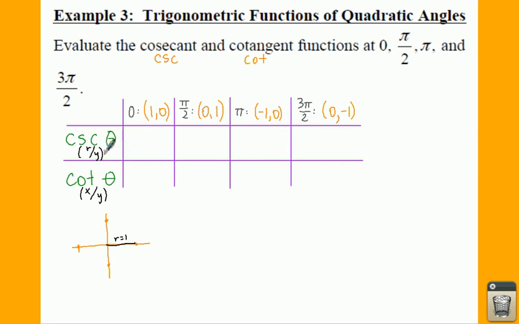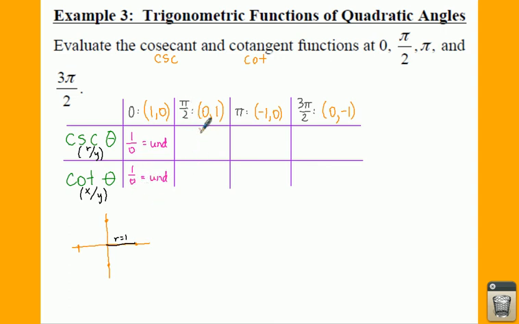As we go through, for cosecant at 0, you're going to take your r, which is 1, over your y, which is 0. So 1 over 0 is not possible. So that's undefined. Your cotangent, that's your x over your y. So here again, you're going to say x over y, 1 over 0. Huh, who would have thunk it? Cotangent is undefined at 0 also.